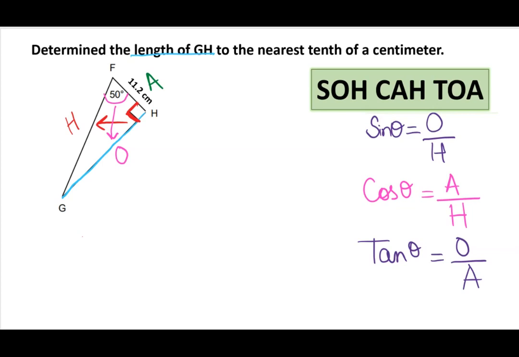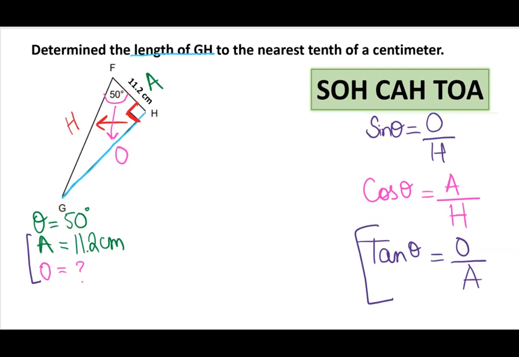Okay, so let's write down what's given to us. So we know theta, or angle, is 50 degrees. We know adjacent side is 11.2 centimeters. And we need to find opposite side. So we have opposite and we have adjacent. So the ratio that has opposite and adjacent is tan. So we will use tan to solve this question.